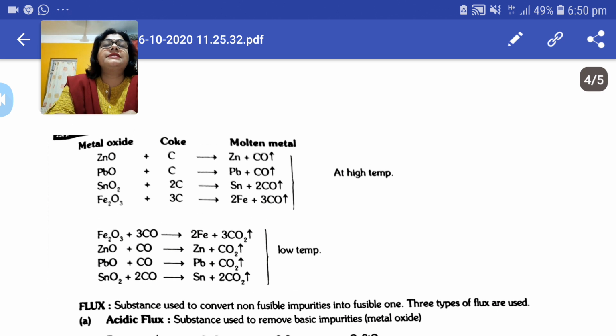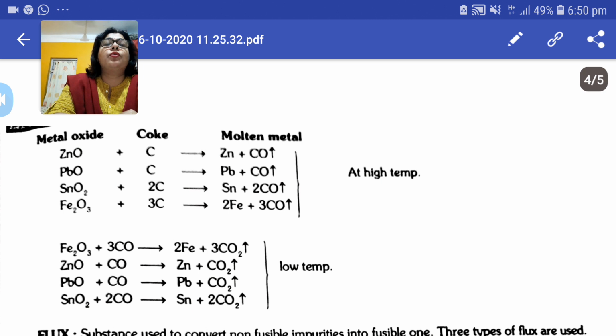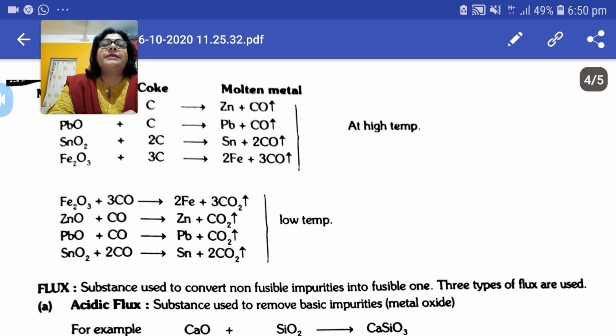Now here you see there are some examples I have written. Metal oxide plus coke gives you the metal plus release of carbon monoxide. So here zinc oxide, lead oxide, SnO2, Fe2O3, these are all taking place. That means the chemical reduction of these metals takes place at high temperature. Now at low temperature we cannot use carbon as the reducing agent. So at low temperature we are going to use carbon monoxide as the reducing agent.